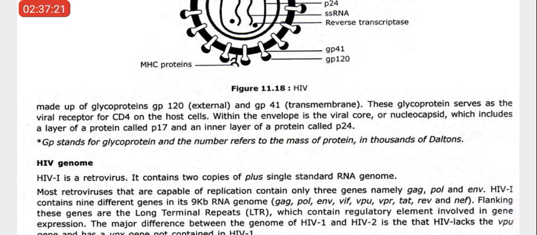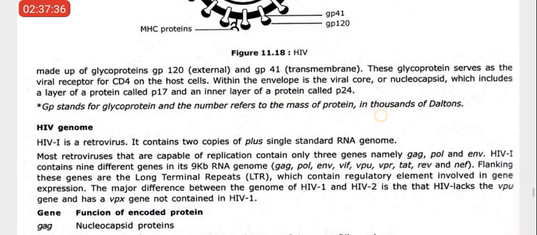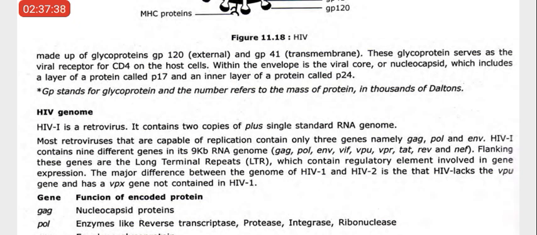Within the envelope is the viral core or nucleocapsid, which includes a layer of protein called p17 and an inner layer of protein called p24. gp stands for glycoprotein and the number refers to the mass of the protein in thousands of daltons. HIV-1 is a retrovirus. It contains 2 copies of a plus single-strand RNA genome.